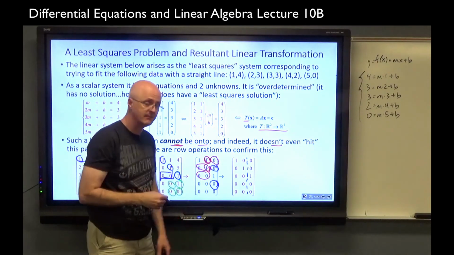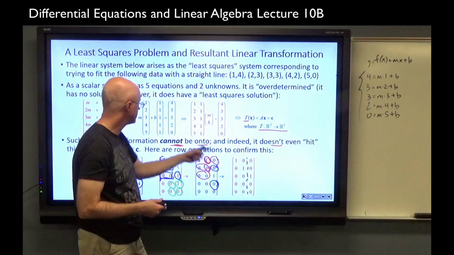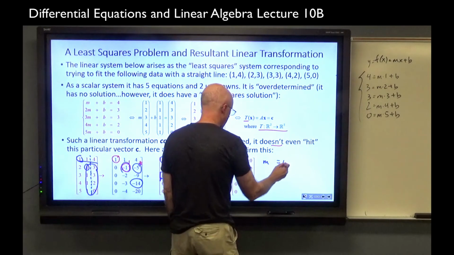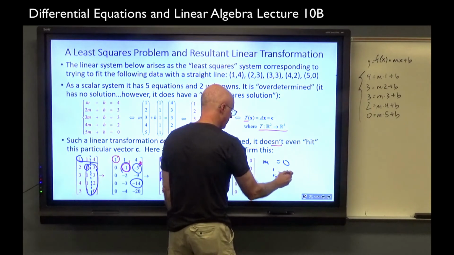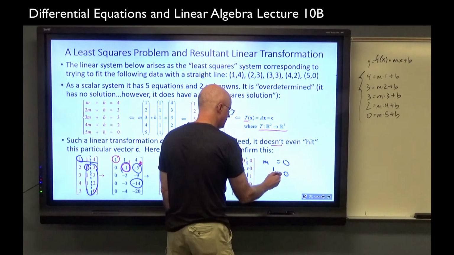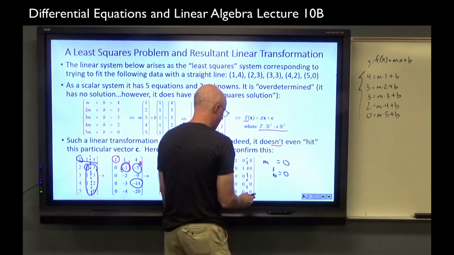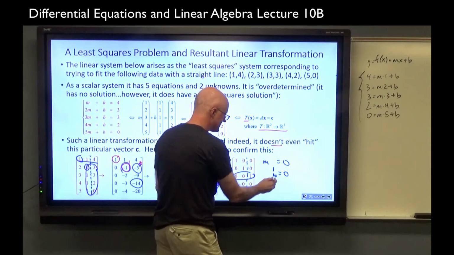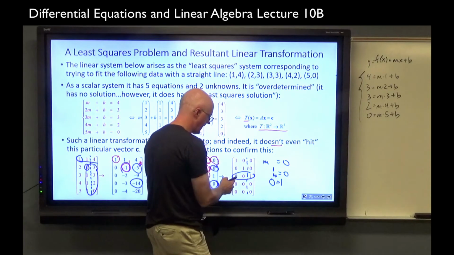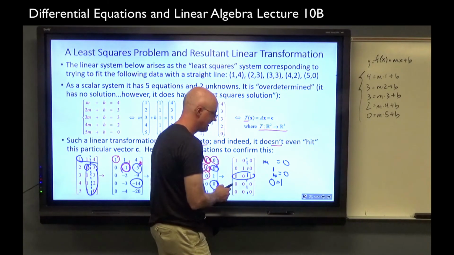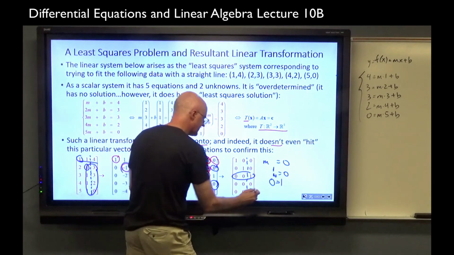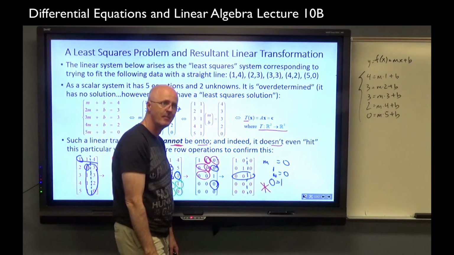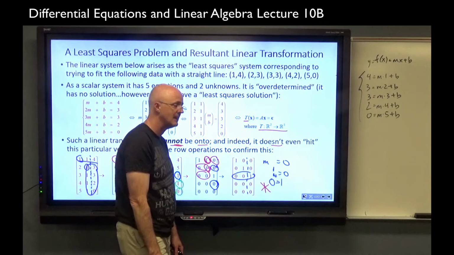In terms of a system of equations, an equivalent system to the original system, this is saying m equals 0, b equals 0, and what's this one say? It says 0 equals 1, 0m plus 0b equals 1, and that's a contradiction. We got a contradiction, that can't happen. So what does that mean? It means there's no solution.